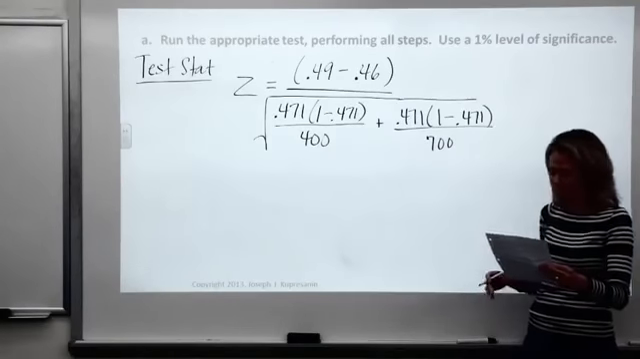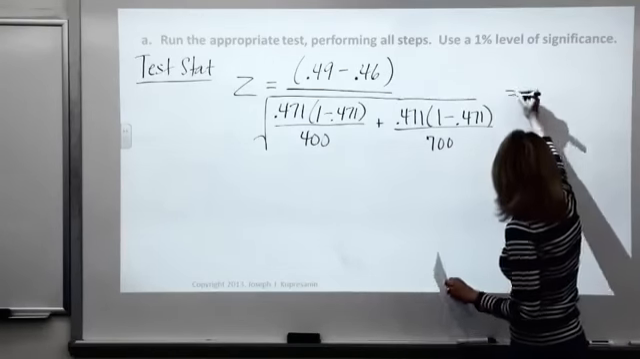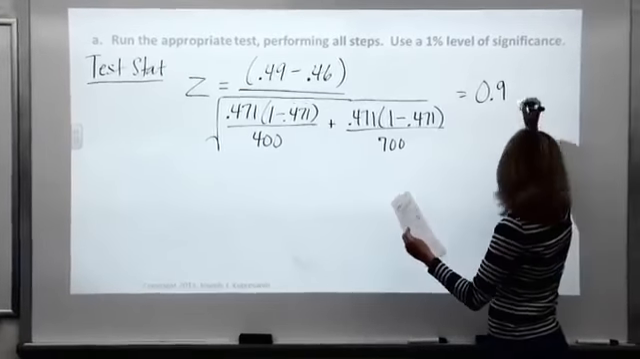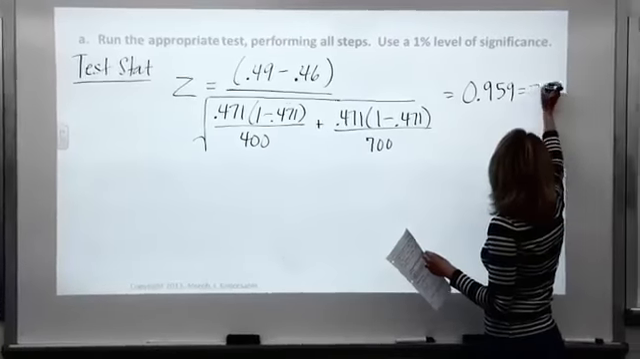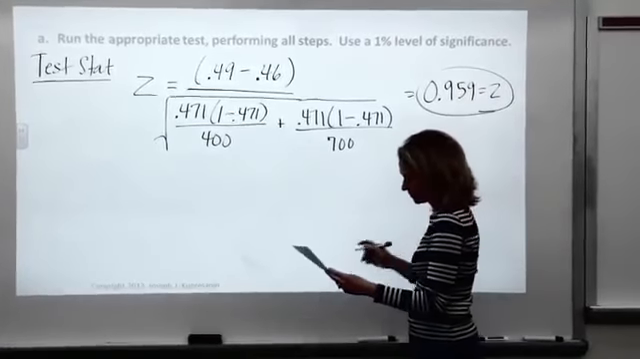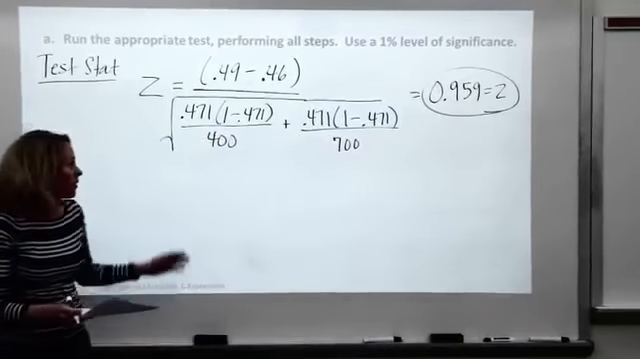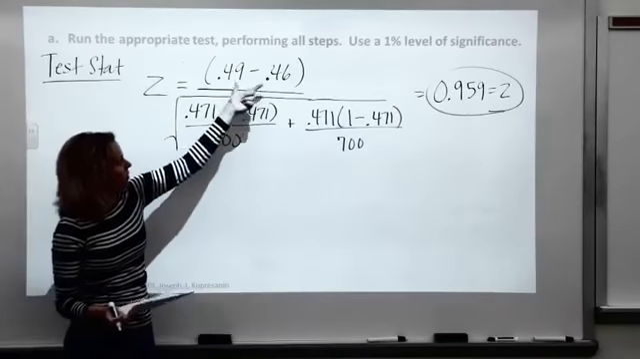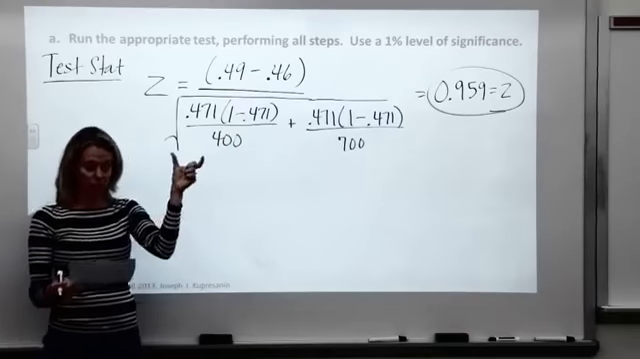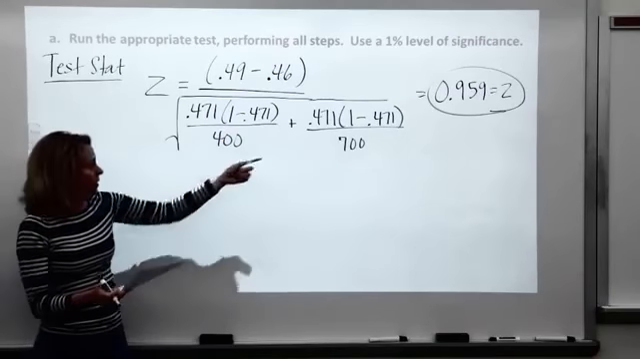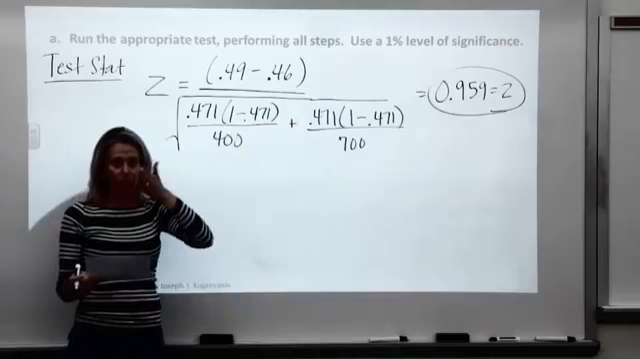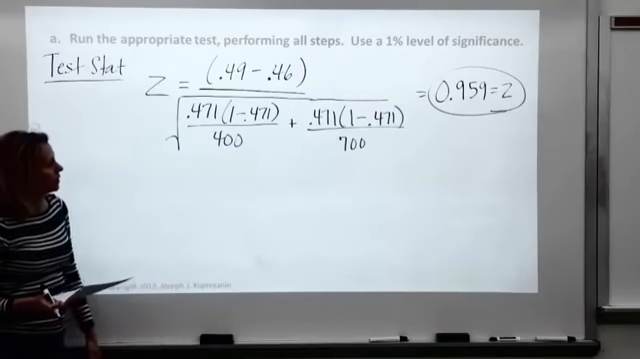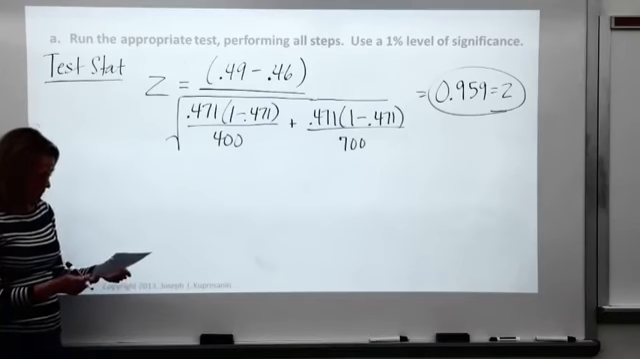Practice putting that in your calculator. Make sure that you can get a z-score here, a test statistic of 0.959. That's our test statistic. Think about what that means. That tells us that the difference of just 3% in those sample proportions is not even 1 standard error away from a difference of nothing, away from 0. So not even 1 standard error away.